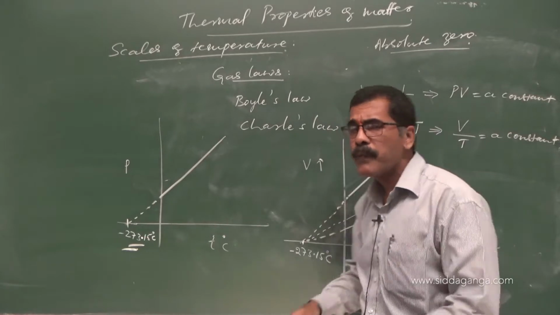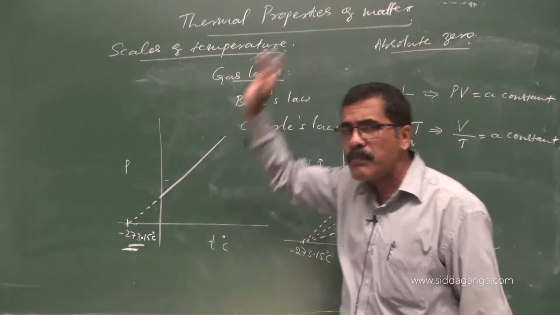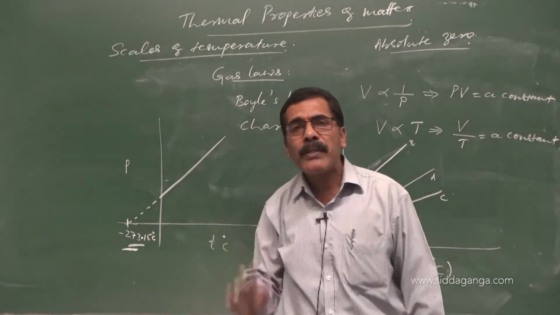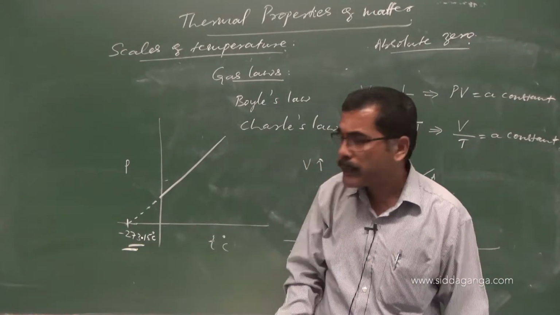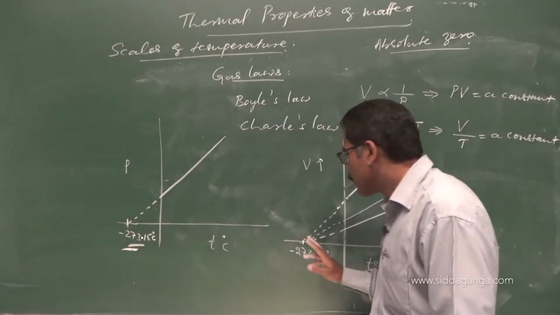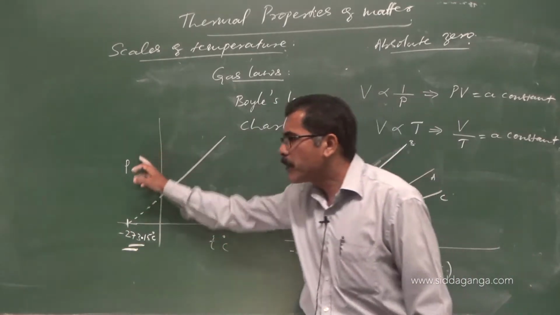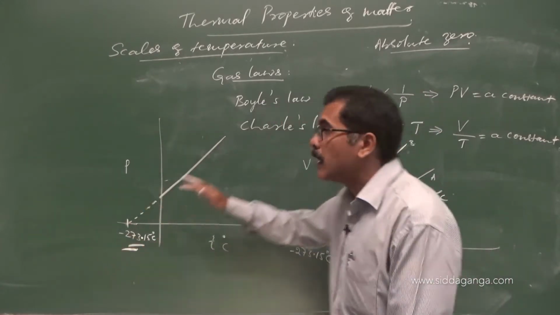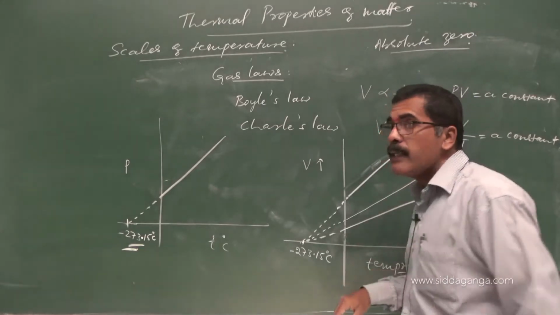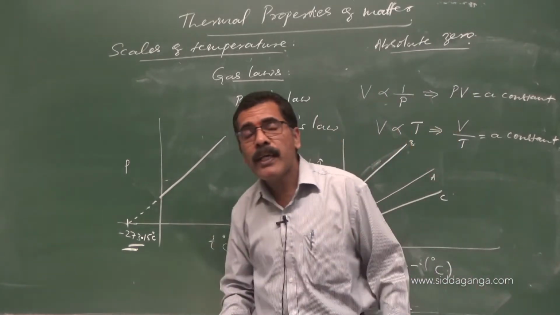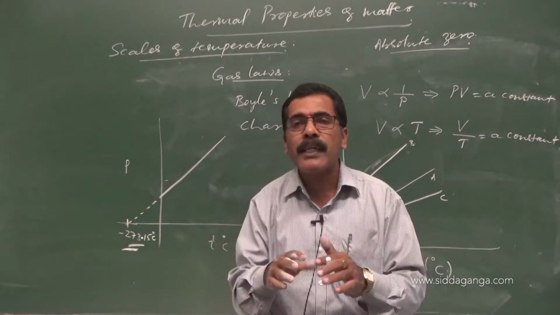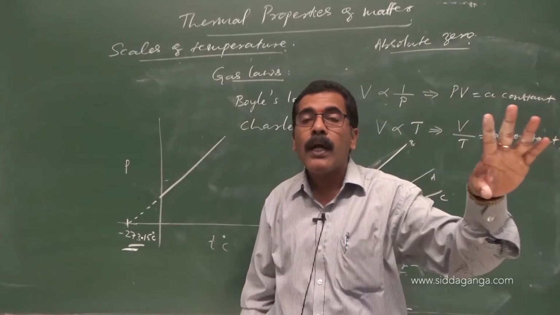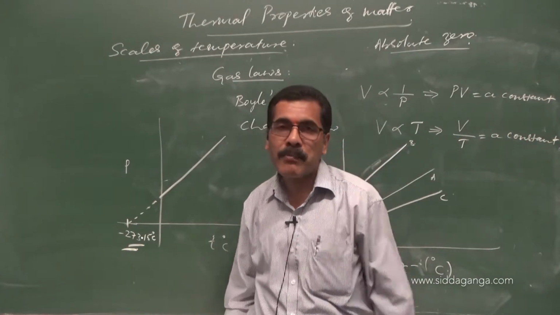What is absolute 0? Absolute 0 is that particular temperature at which the volume or pressure of a given mass of gas becomes theoretically equal to 0. Here volume is 0, here pressure becomes equal to 0 at that particular temperature. That temperature is called absolute 0, and based on this, Kelvin made a theoretical scale of temperature, and that scale is called the absolute scale of temperature, or generally the Kelvin scale of temperature.